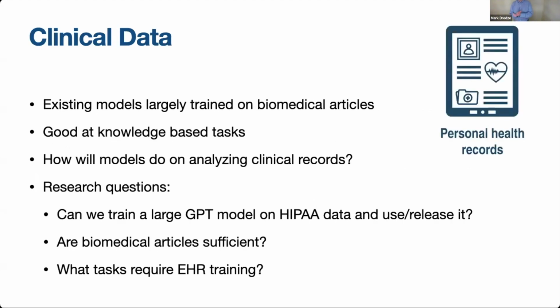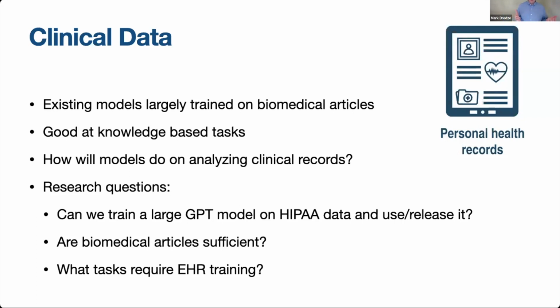Another challenge here is clinical data. And I think this is a really big open question. Most models that are being trained now for the biomedical domain are using biomedical articles. And the reason is because those biomedical articles have lots of information about patients, they have lots of clinical information, and they're relatively easy to access. Compare this to clinical records, which have HIPAA protections and all these issues. You can't just download a bunch of those and use them for training.